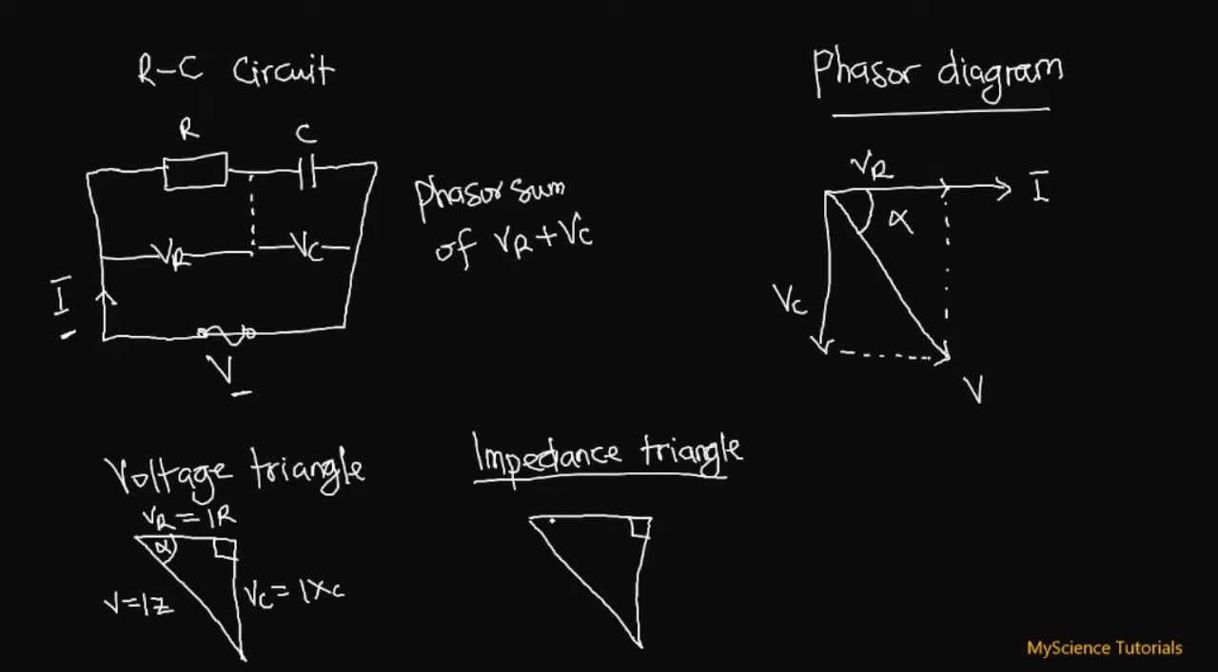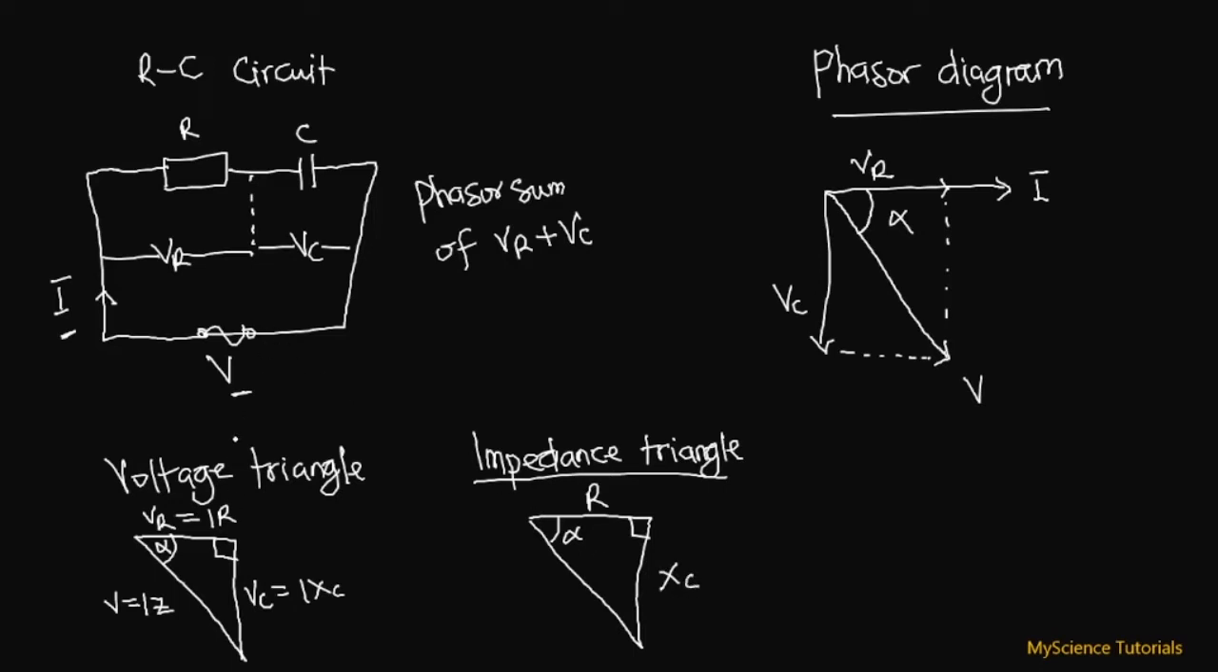This is 90 degrees. This is our phase angle. And over here, we are going to have our resistance, which is the opposition to the flow of current in a direct current way. Then we have our VC, opposition to the flow of current in an AC circuit containing just a capacitor, is what we are calling the capacitive reactance. So we have XC over here.